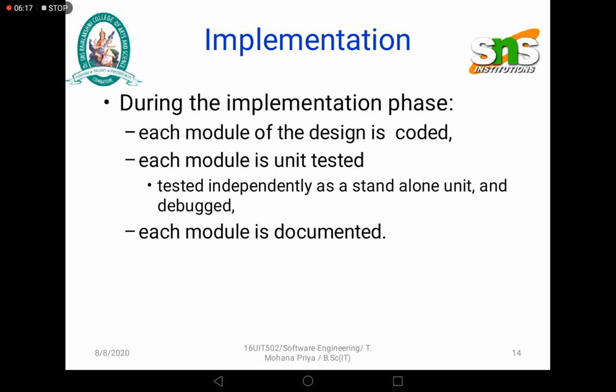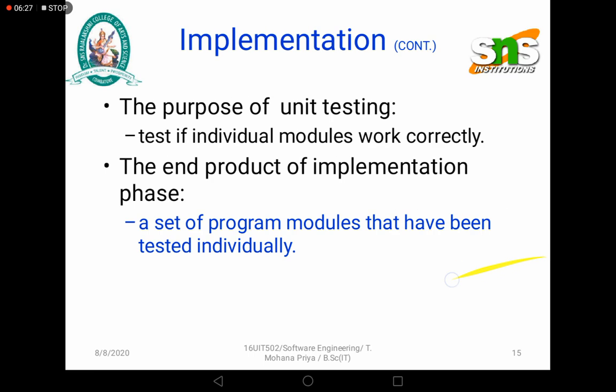During the implementation phase, each module of the design is coded, each module is unit tested independently as a standalone unit and debugged. Each module is documented. The purpose of unit testing is to know whether each individual module is working correctly or not. The end product of the implementation phase will be a set of program modules that have been tested individually.